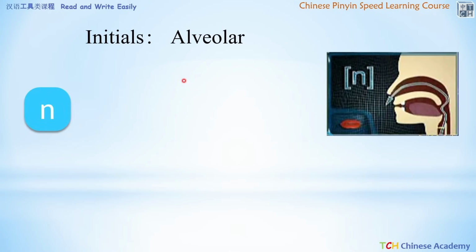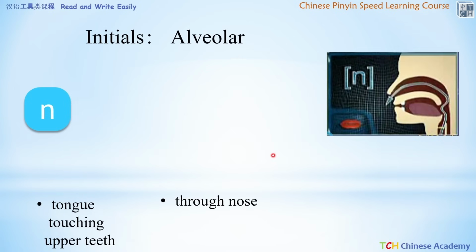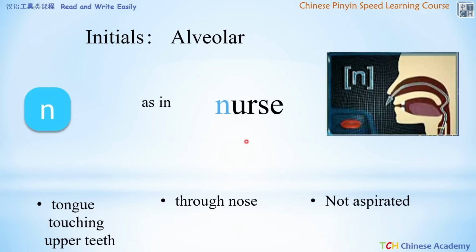Let's take a look at the alveolar initial N. When we pronounce this initial, try to touch the tip of the tongue to the upper ridge of the teeth, and then let the air out through the nasal cavity. And so this sound is not aspirated, just as in the English word nurse. So, n.